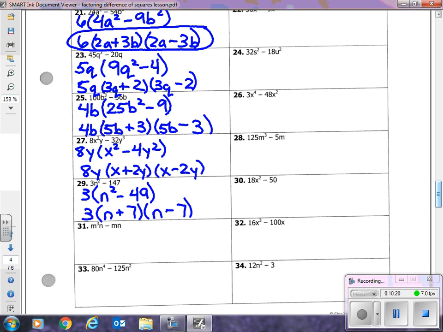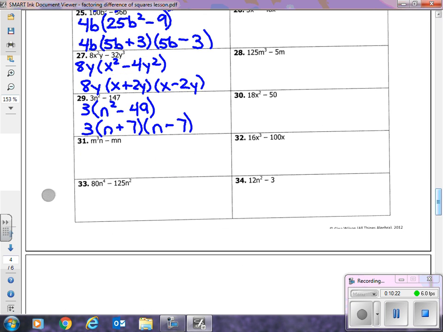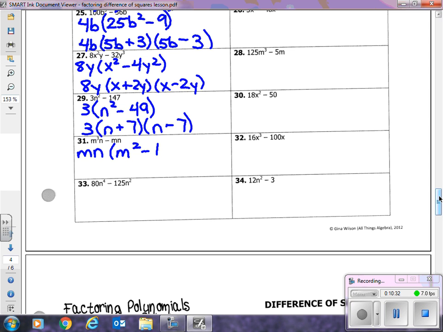When you get to number 31, all you have is letters, but the GCF involved in these are letters. You can take an m and an n from everybody. So when you take one m and one n away, you're left with m squared minus 1. Those are still perfect squares. You still got more to do. mn stays on the outside. Make your two binomials. M squared is made from m times m, plus and minus. 1 is made from 1 and 1. That's your final answer for that one.